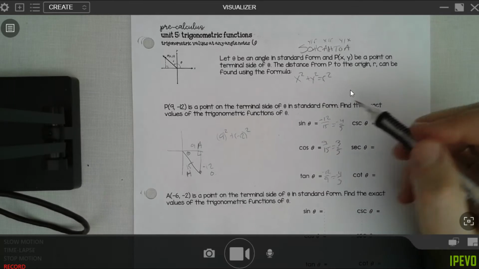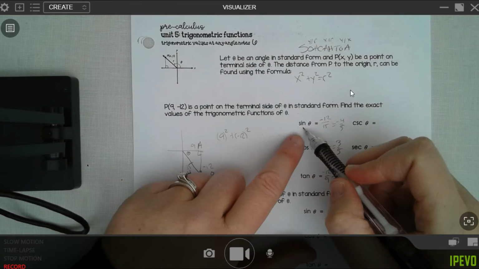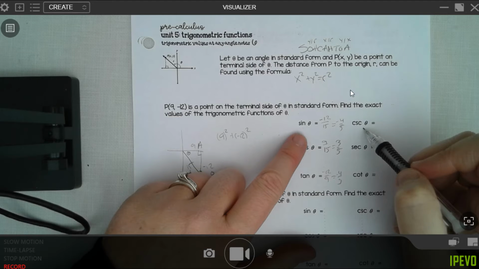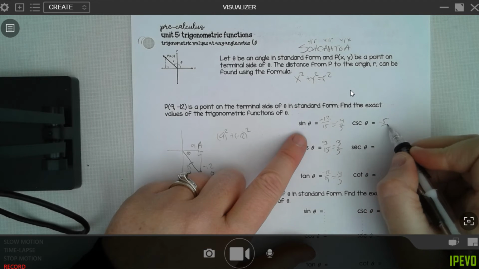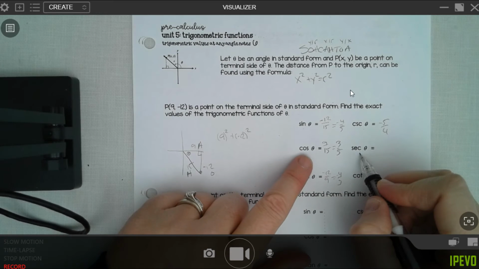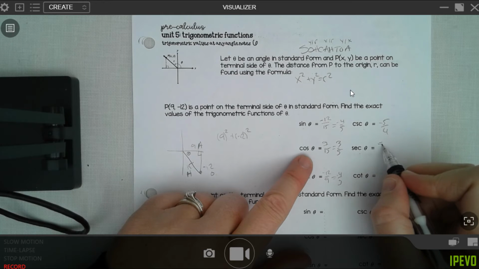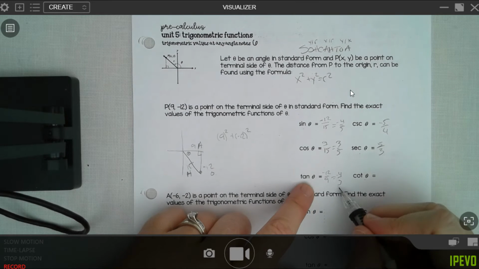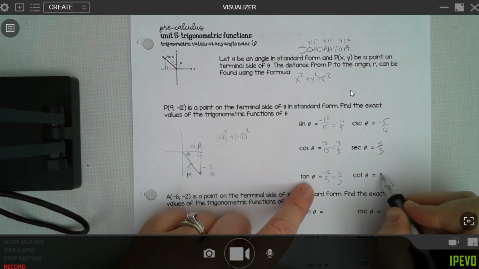And so cosecant is the reciprocal of sine. So that means that if I flip this answer, I'm going to get cosecant's answer. So this is -5/4. Secant is the reciprocal of cosine, which means I need to flip these right here. So 5/3. Cotangent, the reciprocal is tangent. So we're going to use -3/4 there.